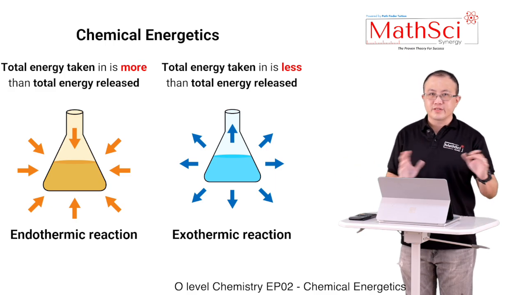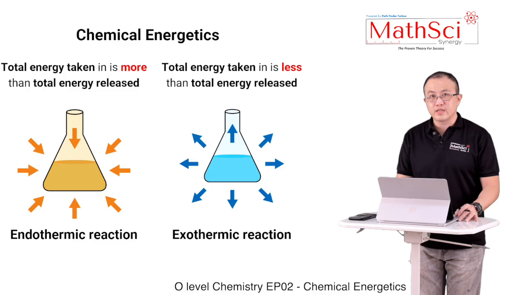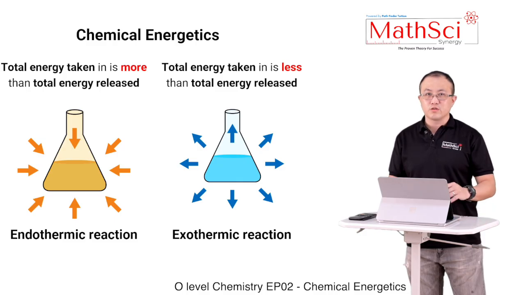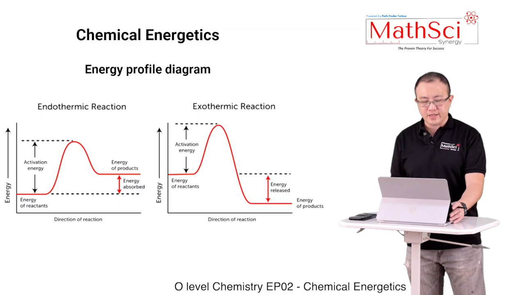So this is a net process, or the difference. If the total energy taken in is more than the total energy released, it is endo. If the total energy taken in is less than the total energy released, then it is exo, that means you release the energy. So this is the word that we must remember from here on.